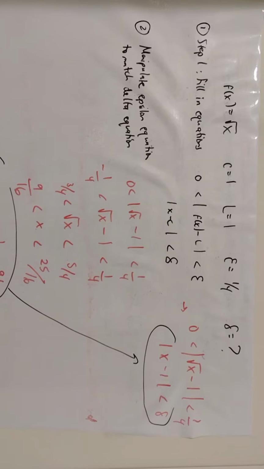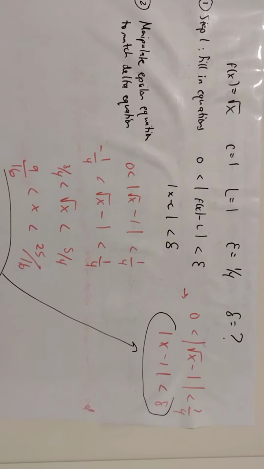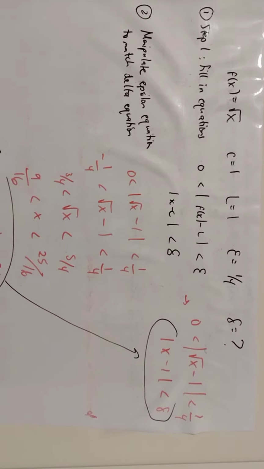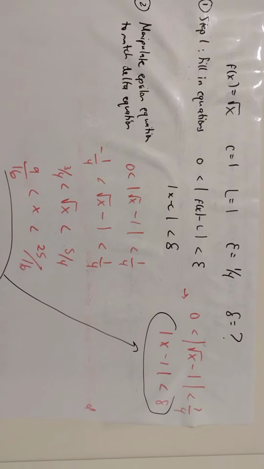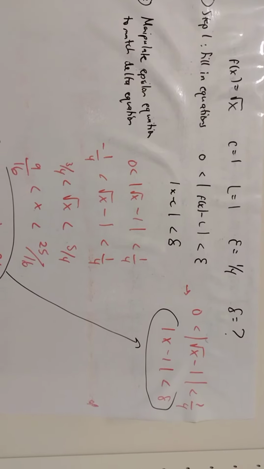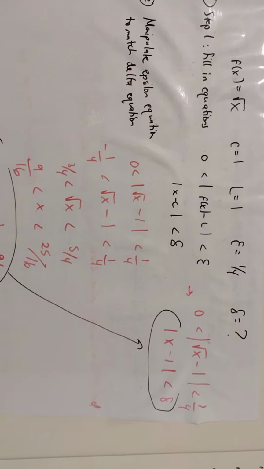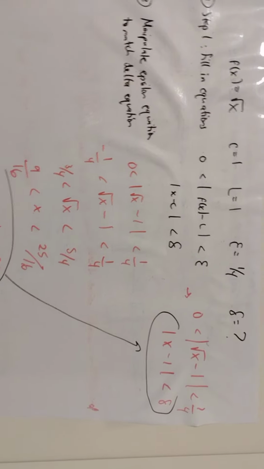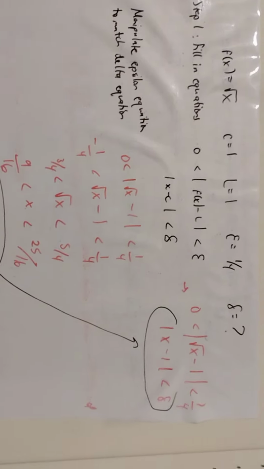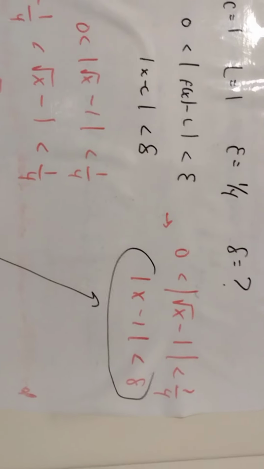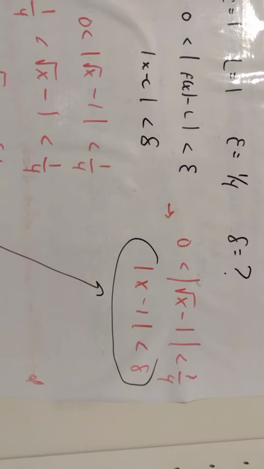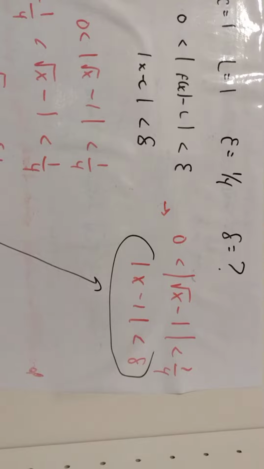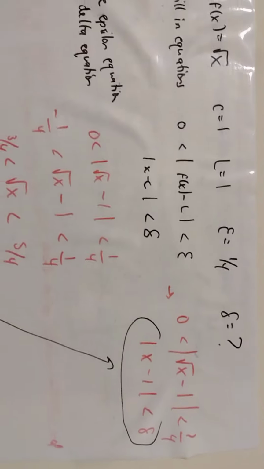So we fill in the basic equations. You can see I've taken absolute value of f of x minus L is less than epsilon, and absolute value of x minus c is less than delta. And then I just plugged in everything. So my two final equations were absolute value of square root x minus 1 is less than a fourth, and absolute value of x minus 1 is less than delta.